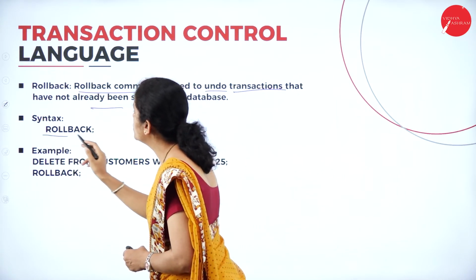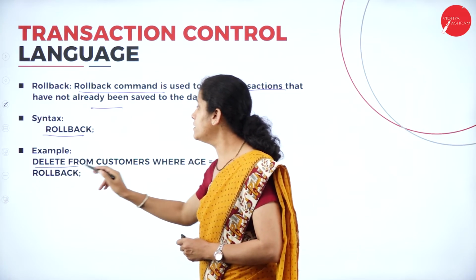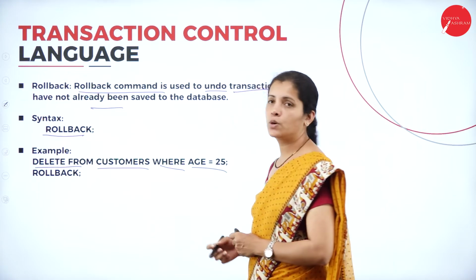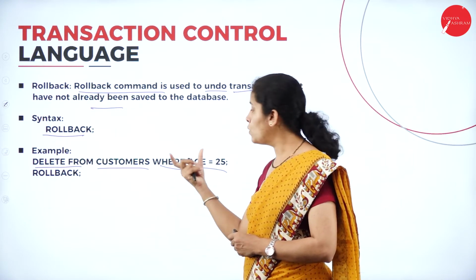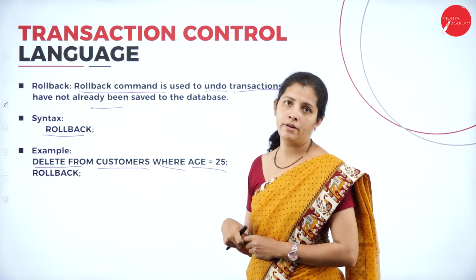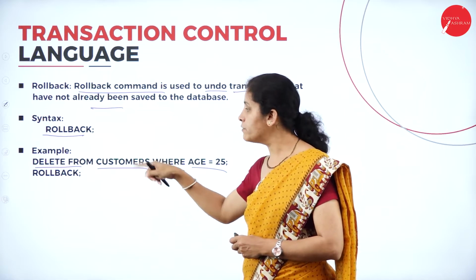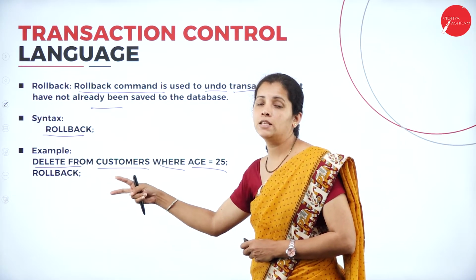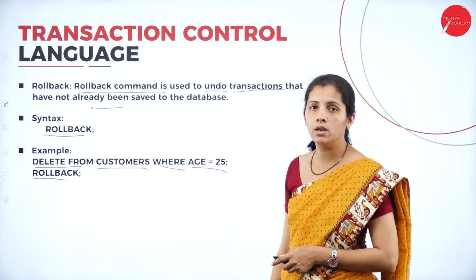So here I'm going to use rollback. For example, delete from customers where age equal to 25. That means I'm going to delete the row whose age is 25. After deleting that record, suppose I want to get the same record back in my database, what I want to do is just use the command rollback.